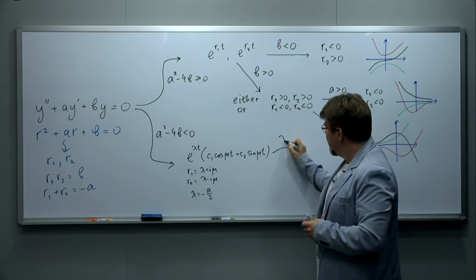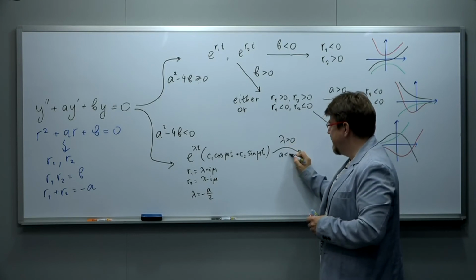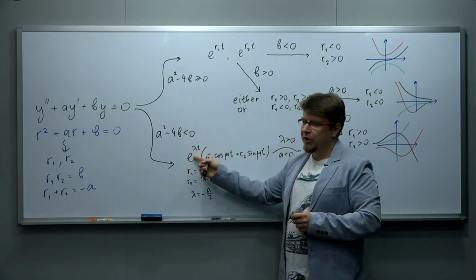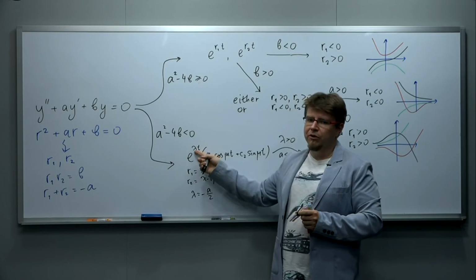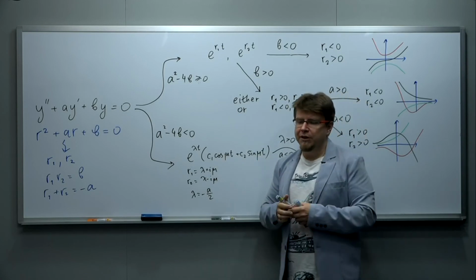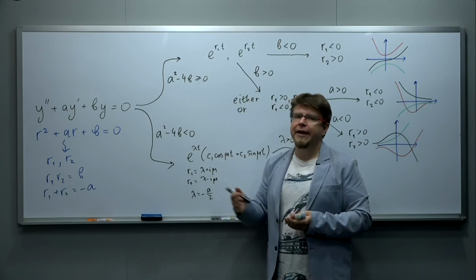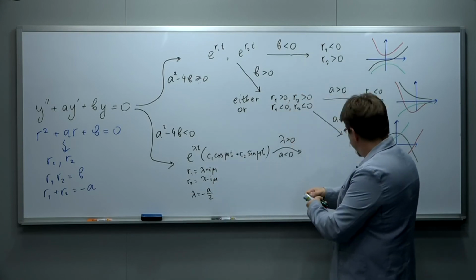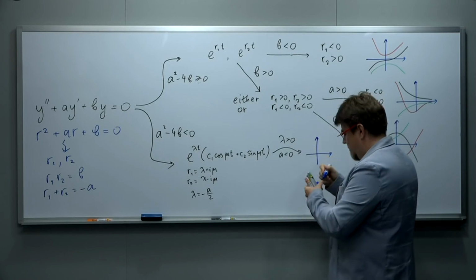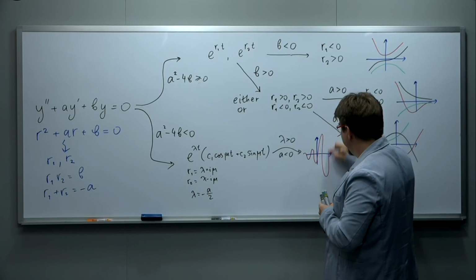So either lambda can be positive, and lambda is positive whenever a is negative. And if lambda is positive, then here we have an exponential function with a positive exponent, so it is an increasing exponential function, but multiplied by an oscillating function, we are going to get oscillations of magnitude that is increasing exponentially with every next iteration. So the picture is something like this. It's going to be bigger and bigger oscillations.